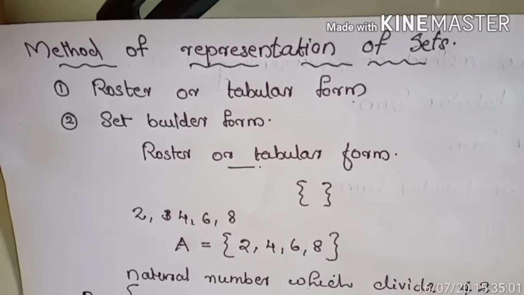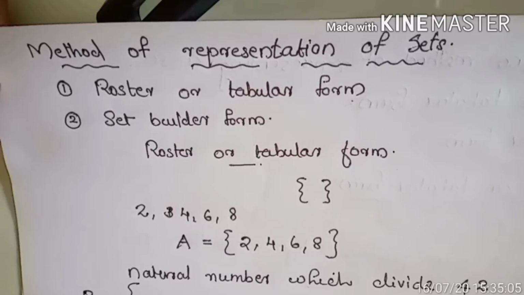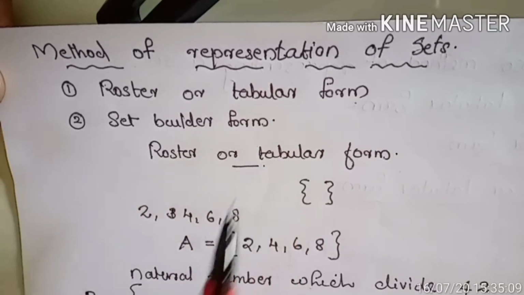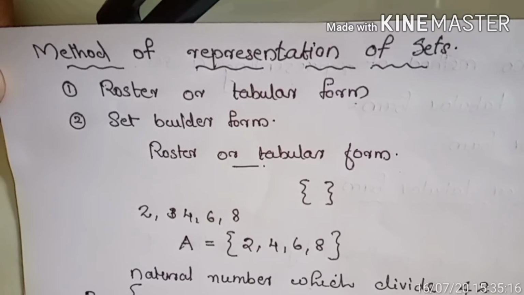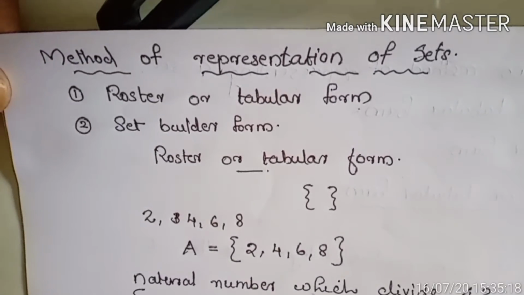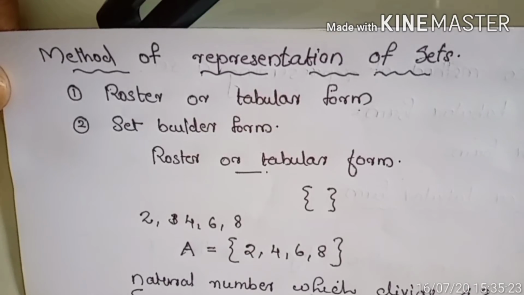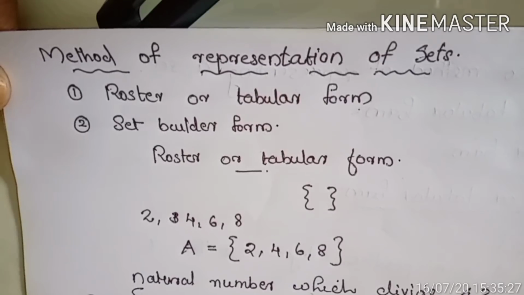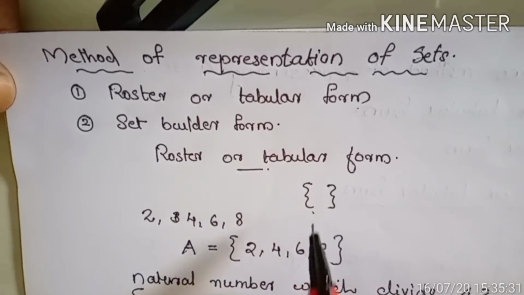Next topic is method of representation of sets. There are two methods for representing sets. First one is roster or tabular form. Second is set builder form. First I explain how to represent a set in roster or tabular form. In this method, all the elements of a set are listed. The elements are separated by commas and are enclosed within brackets. This bracket we call a curly bracket.